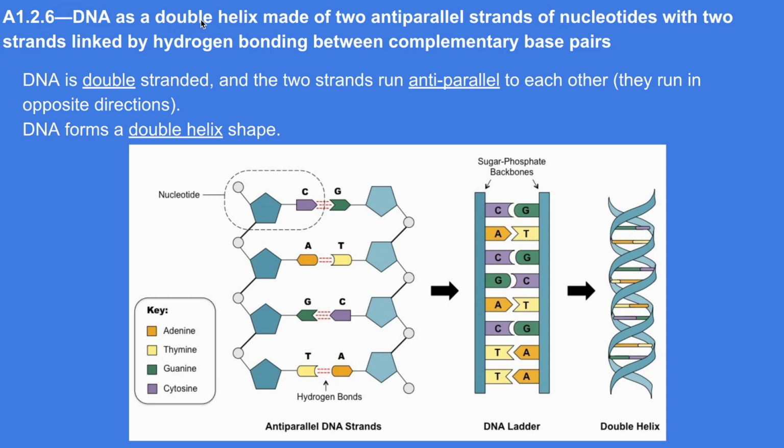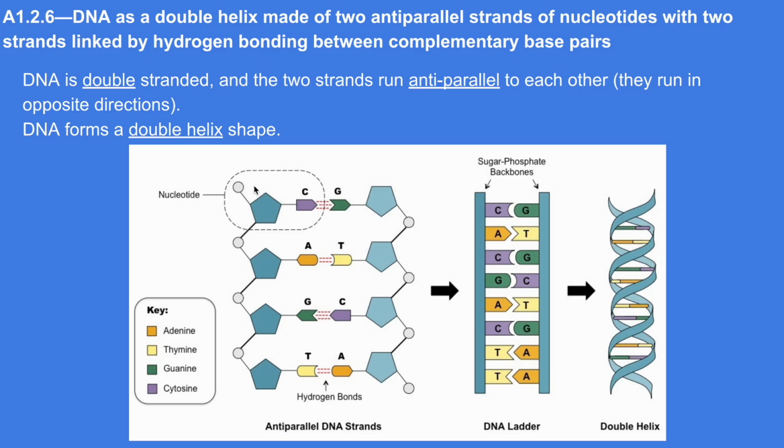DNA is a double helix. That's the name of its 3-dimensional shape. A helix is that spiral staircase shape. And so it's a double helix. There's actually 2 spirals. They're made of 2 antiparallel strands of nucleotides with 2 strands linked by hydrogen bonding between complementary base pairs. There's a lot of good info in there that you'll need to know.